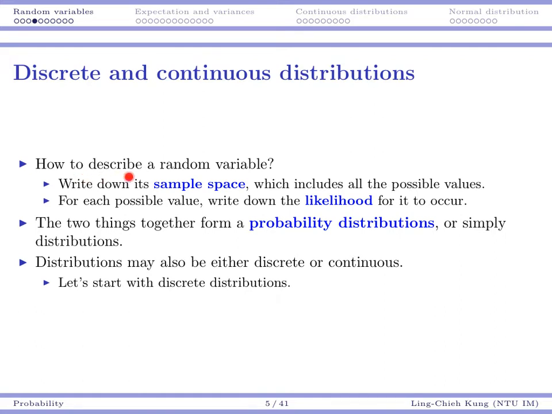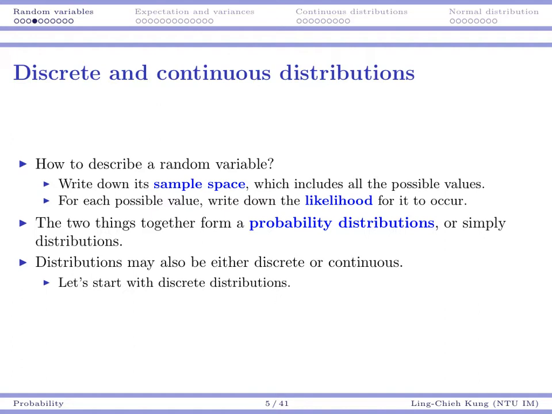So how may we describe a random variable? Basically, we need two things. We need to write down its sample space, which is the set of all the possible values. And for each possible value in the sample space, we need to decide its likelihood to occur. The two things together form a probability distribution, or simply distribution. A distribution is also a very important concept in statistics, and at the beginning it is a little bit not so intuitive. So let's spend some time to talk about distributions.